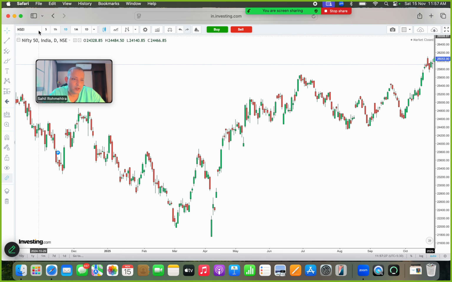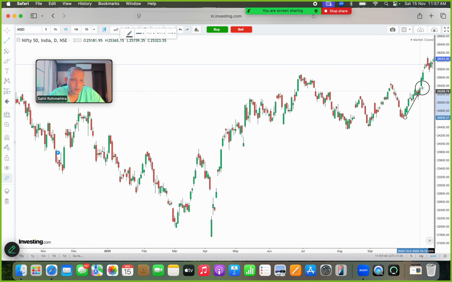So we have set the Nifty on the daily time frame, and this is approximately the 29th, 30th of October, when positions for November series needed to have been created. At that point in time, it was obvious that because we were seeing a range break on the upside, I'll just mark it with a line here.